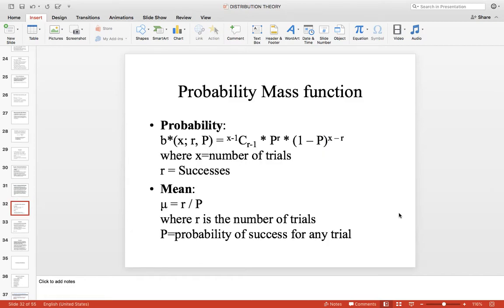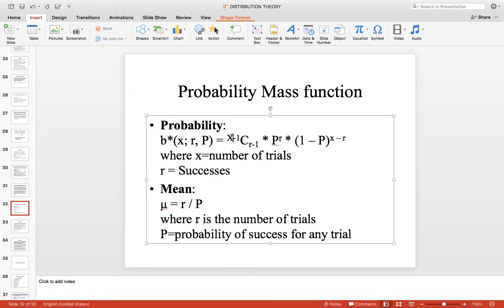Then again you have a probability mass function which is written as x minus 1 combination r minus 1, probability raised to the power of r into 1 minus probability raised to the x. Very similar to the binomial distribution, where x is the number of trials and r is the number of successes. The mean is calculated by r successes divided by probability, where r is the number of successes and p is the probability of success of any one trial.